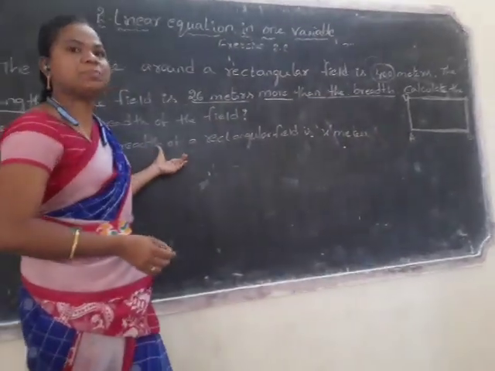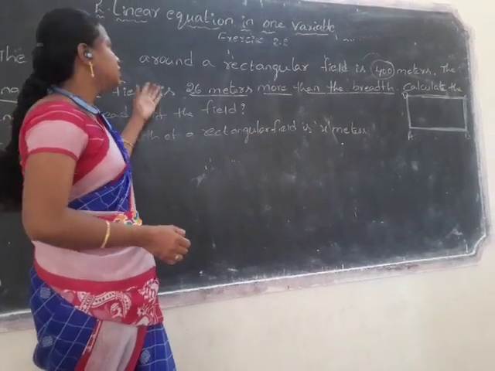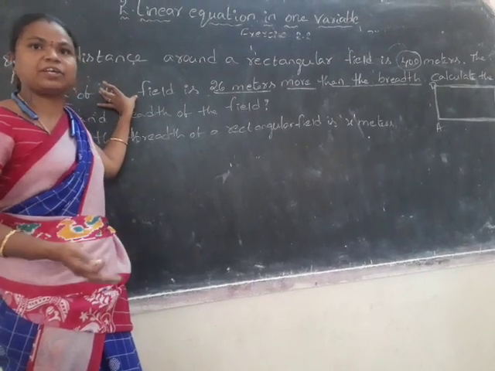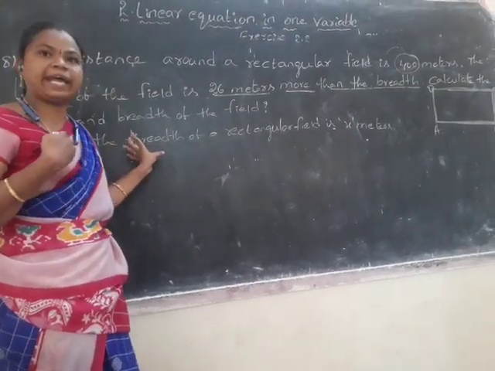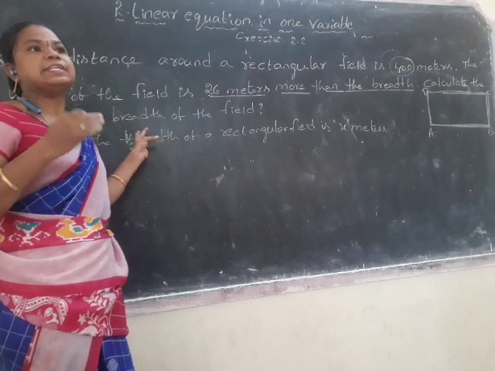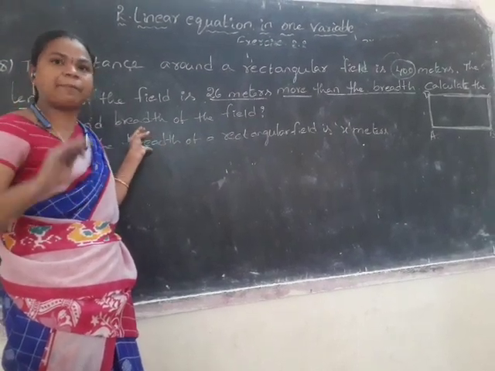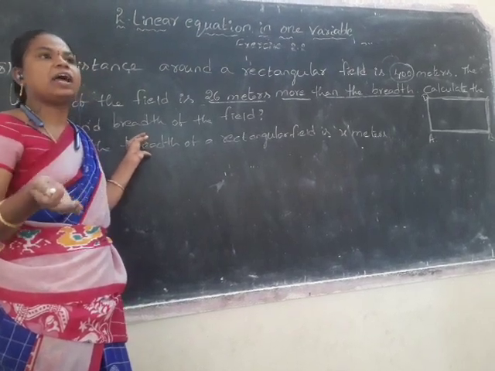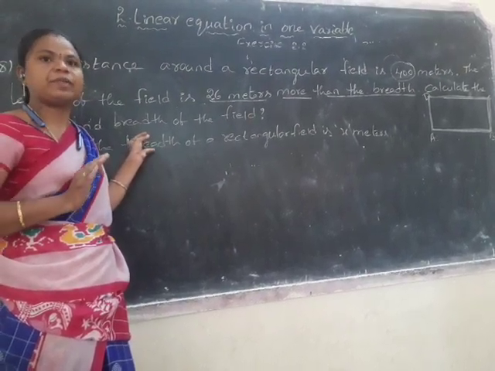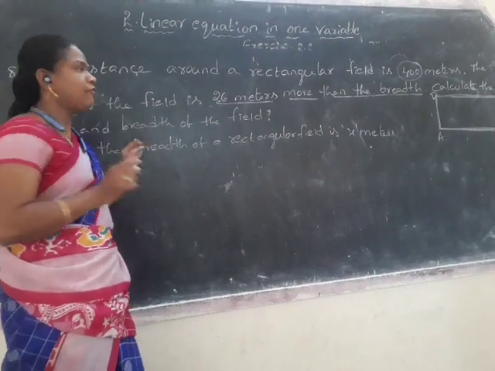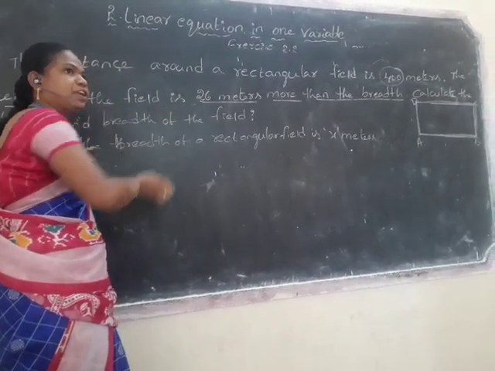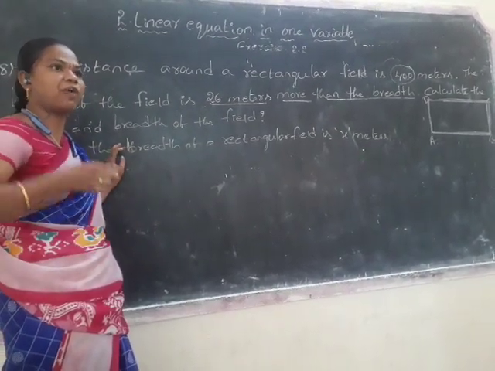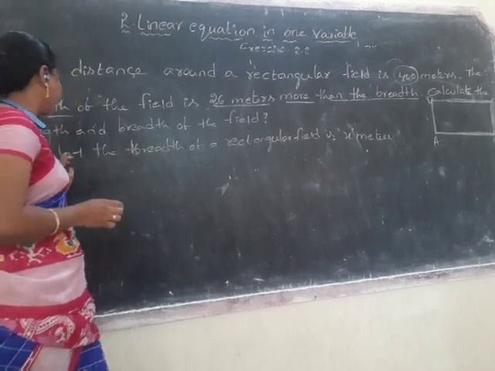Here we assume the breadth value. In this case, the length value depends on the breadth. So that's why I take the breadth value as x. Suppose the breadth depends on the length. In this situation, we take the assumed value as the length. Okay, students. First, we have to observe the situation: what it depends on, and what we have to take as the variable value.